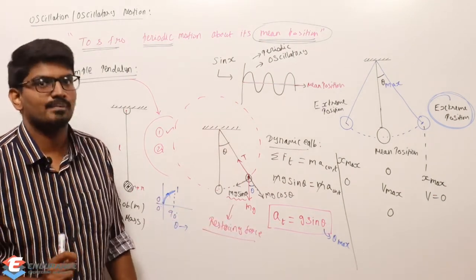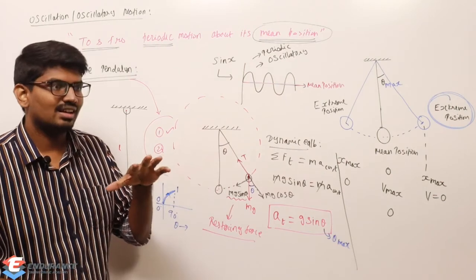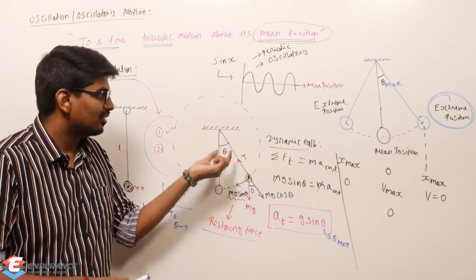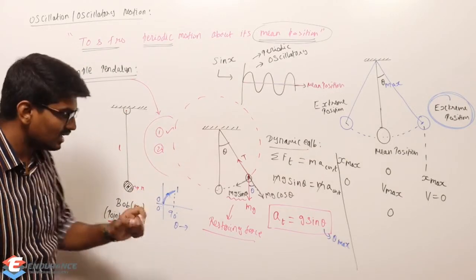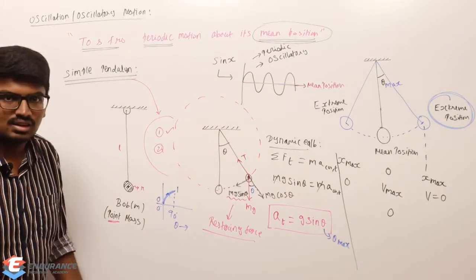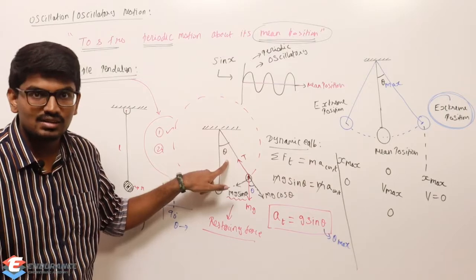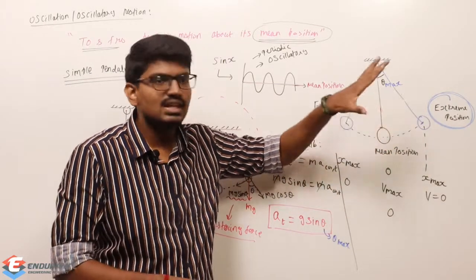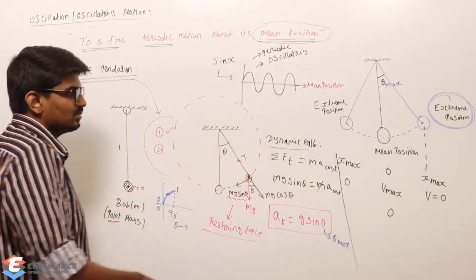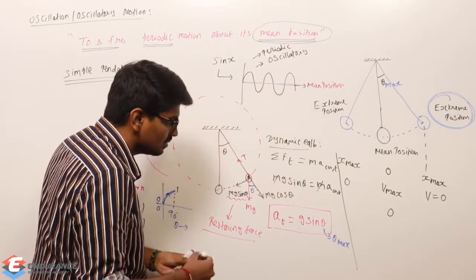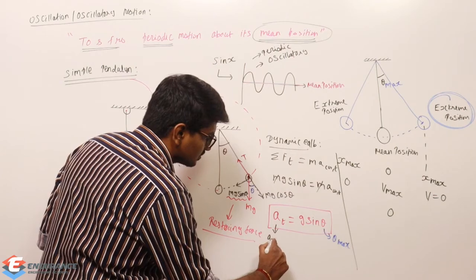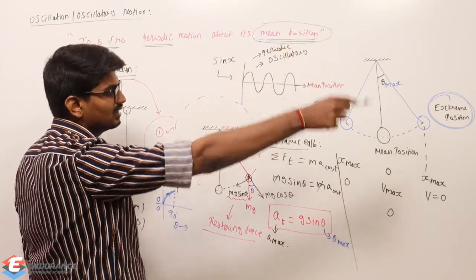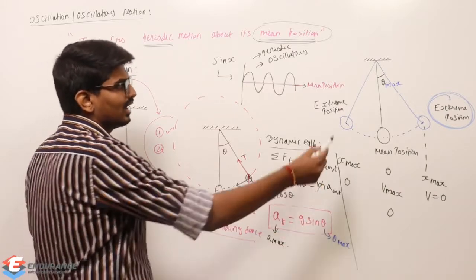Let me repeat one time. Theta value has to lie between 0 and 90. Obviously, it is an acute angle. So when theta increases from 0 to 90, sine increases from 0 to 1. When will theta reach maximum value? When the bob is in the extreme position. So when the bob is in the extreme position, theta will be maximum. When theta is maximum, sine theta will be maximum. So a_T will be maximum. So at the extreme position, theta will be maximum and a_T will be maximum.